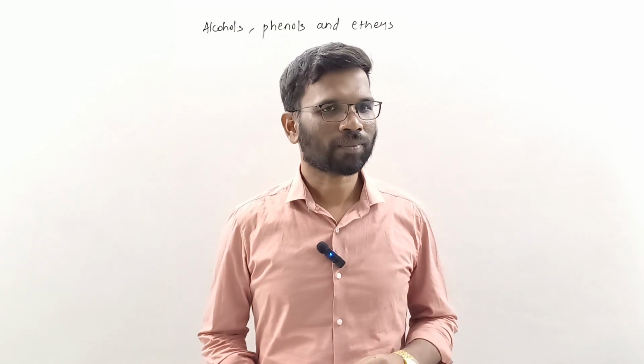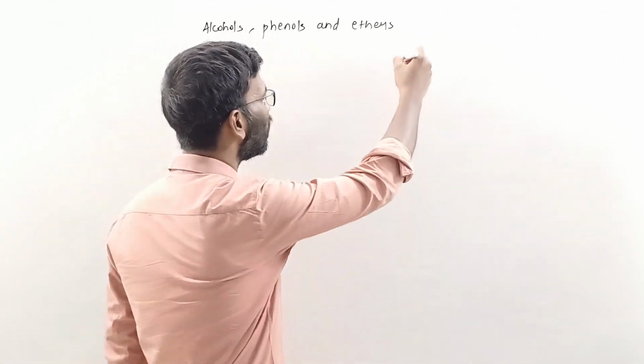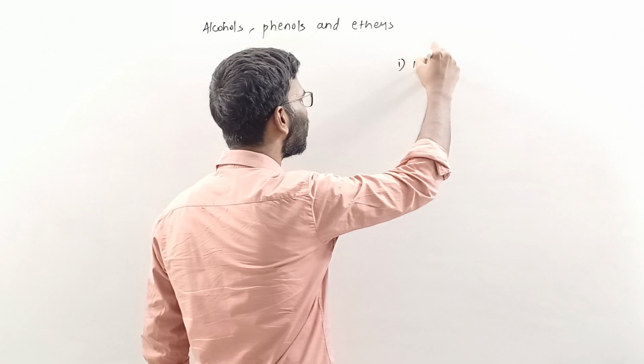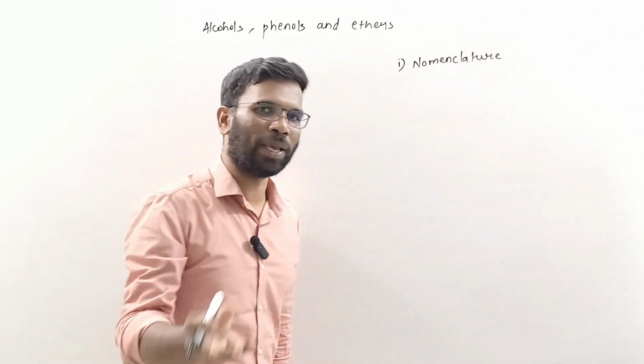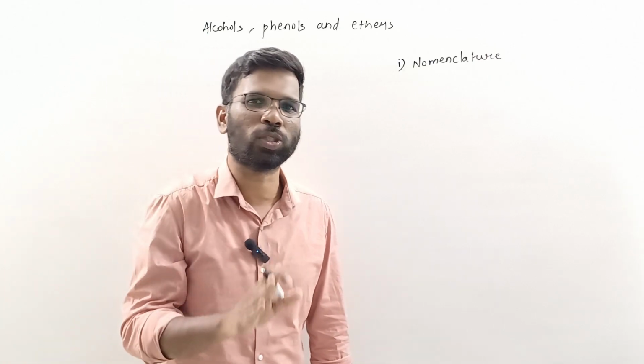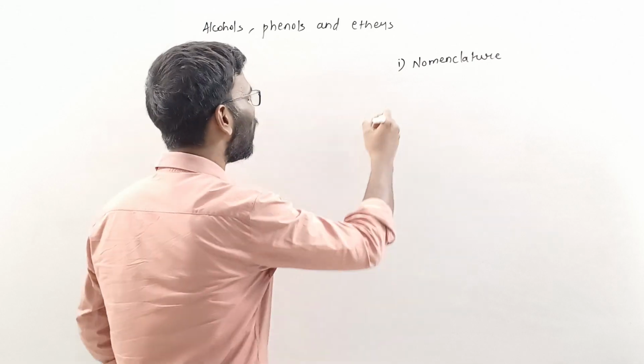Hello and welcome everyone to the revision series of alcohols, phenols and ethers. So here we'll be discussing the topics. First is nomenclature. First I will be discussing nomenclature, how to name the compounds, because that is something very basic. If you don't know the nomenclature, you cannot proceed very well in a chapter, right? Then second is preparation of the alcohol.